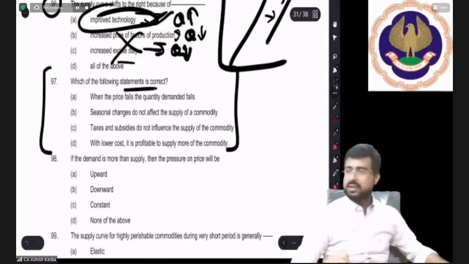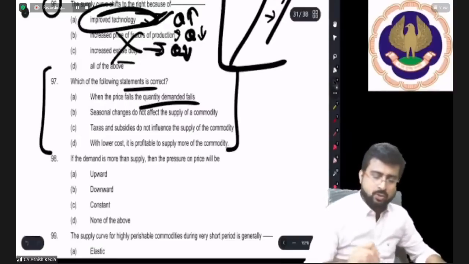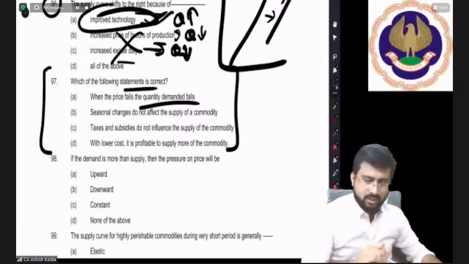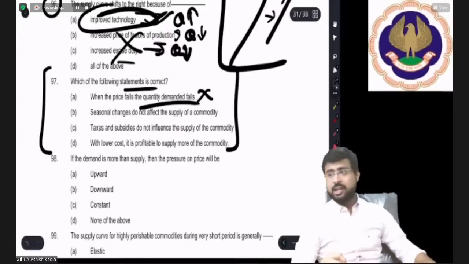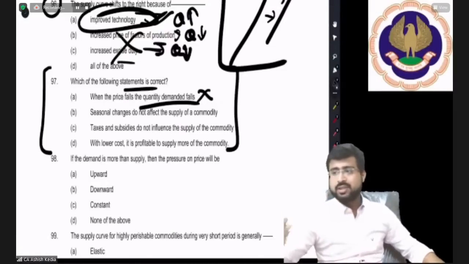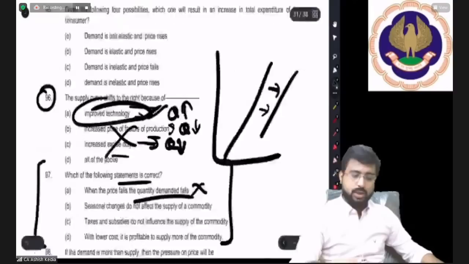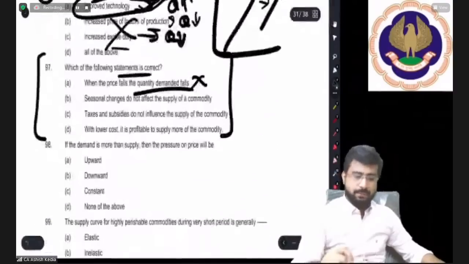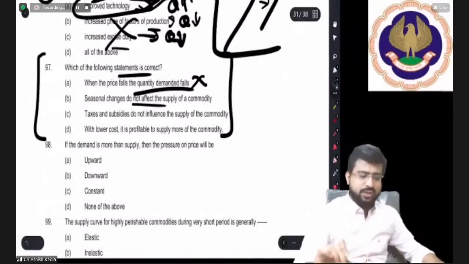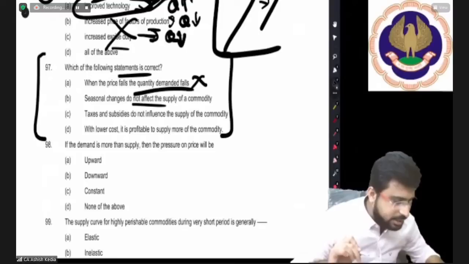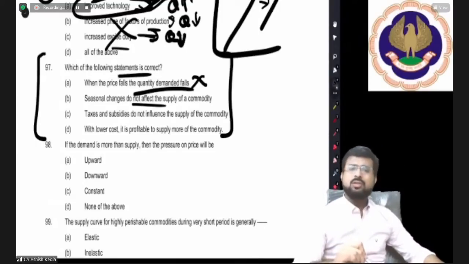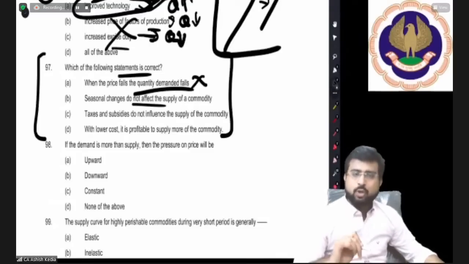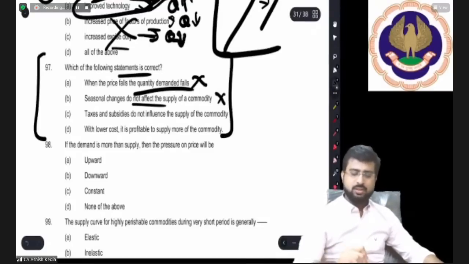Which of the statements is correct? See, when price falls, quantity demanded falls. No, quantity demanded rises. Had it been quantity supplied, I would have said it's correct. Seasonal changes do not affect the supply of commodity. It's wrong. In winter, somebody will supply jackets more because they are more in demand. So it's wrong to say this.